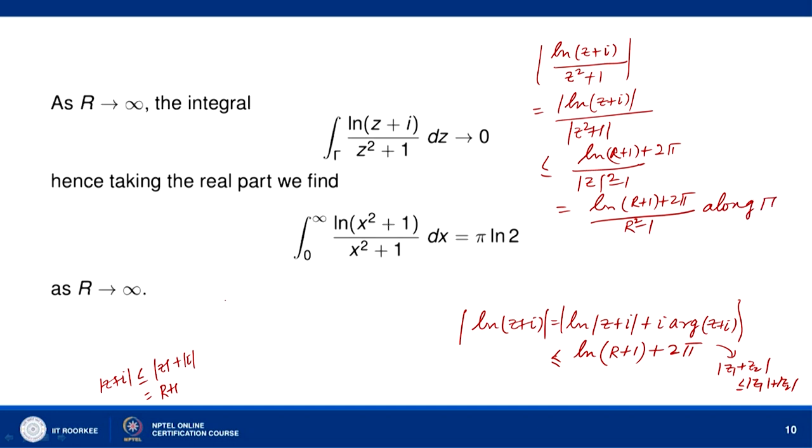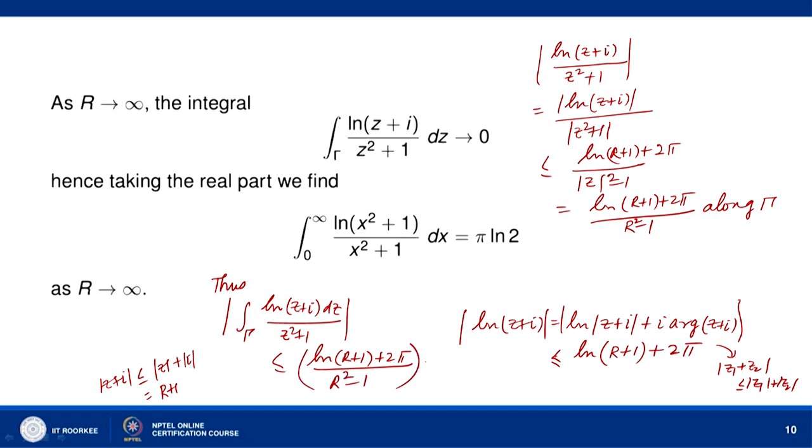Now, what we have: the modulus of the integral over gamma of ln(z + i)/(z² + 1) dz is less than or equal to (ln(r + 1) + 2π)/(r² − 1) times the length of gamma, that is πr. Okay. Now, we can write it as (ln(r + 1)/(r + 1) + 2π/(r + 1)) times πr/(r − 1). When r goes to infinity, πr/(r − 1) goes to π.